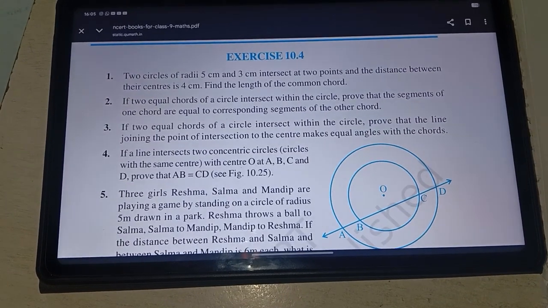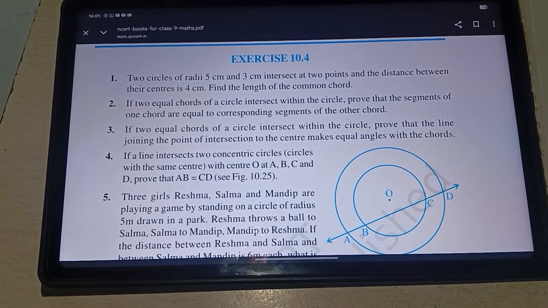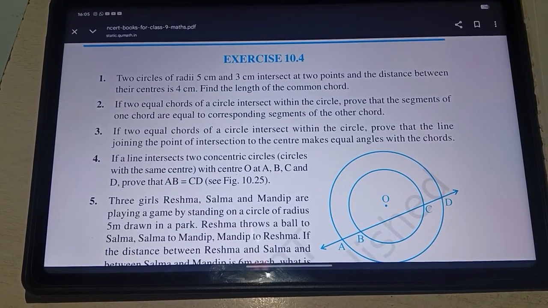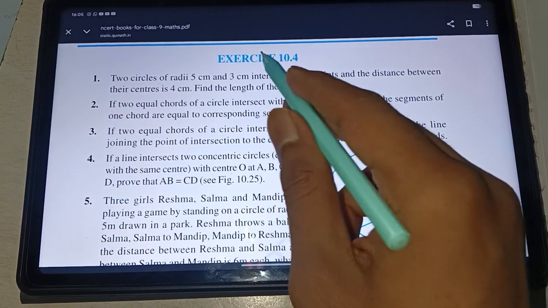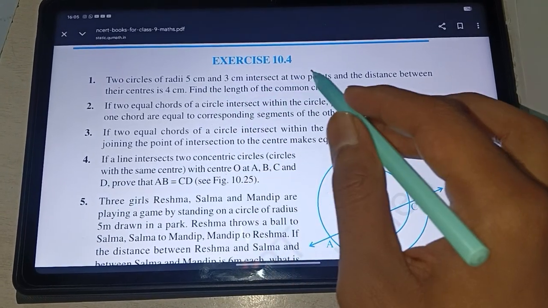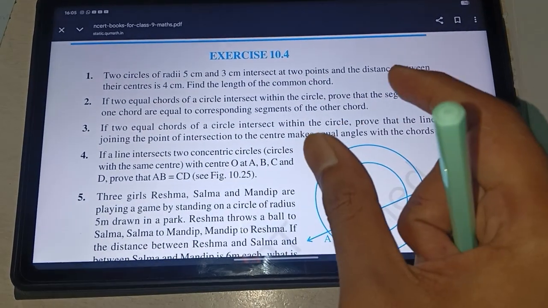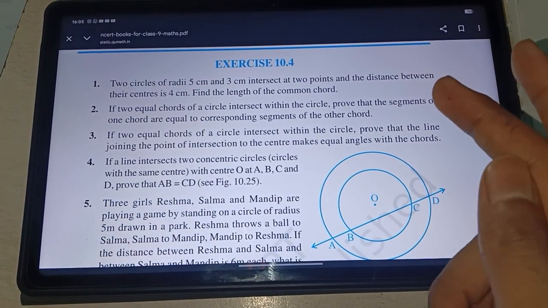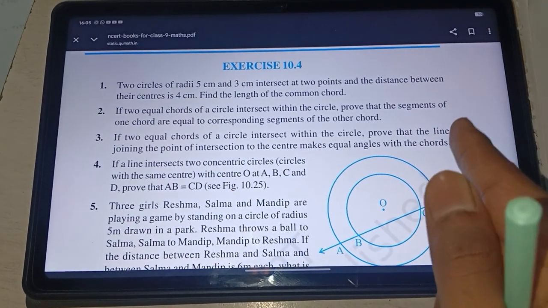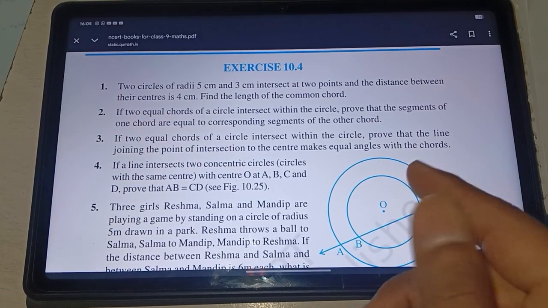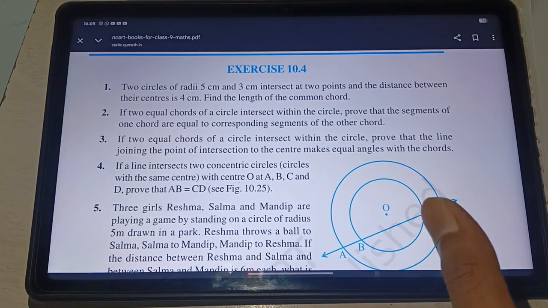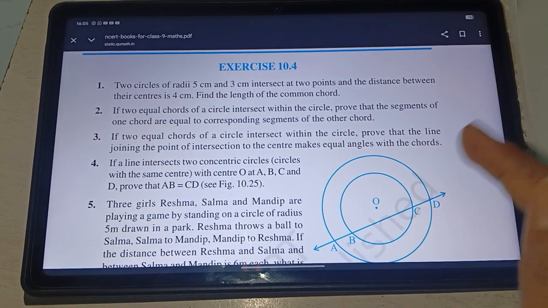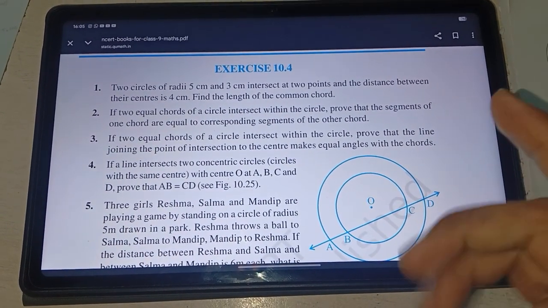Hello friends. So today I will solve a very important and also confusing question. This is a question from Exercise 10.4 of the chapter Circles. It is a little bit confusing, and I will solve it by two methods. If you watch my video till the end, you will be able to understand this question very easily and solve it yourself. So please watch till the end.